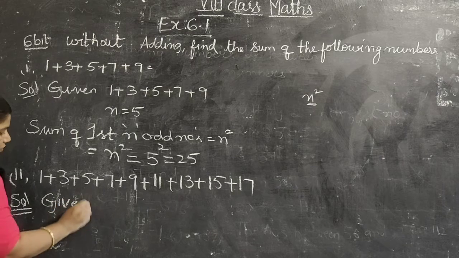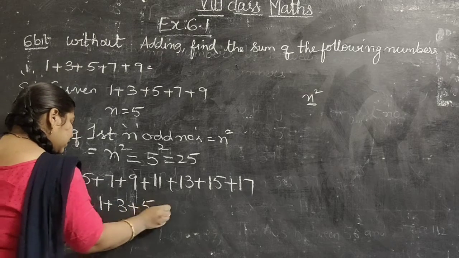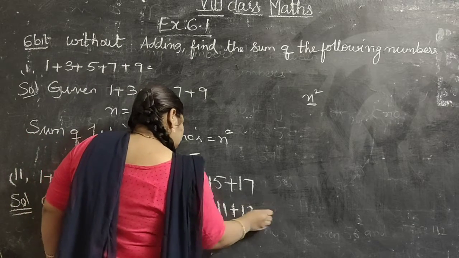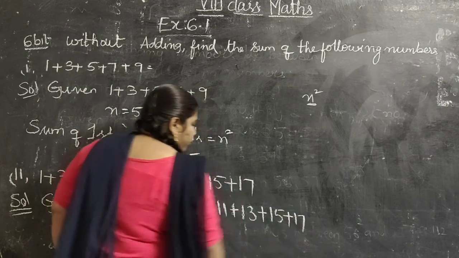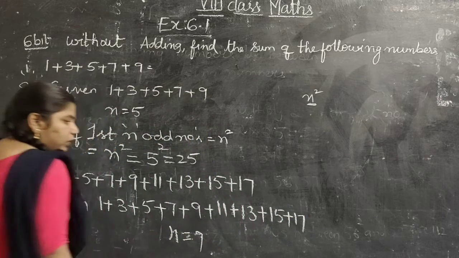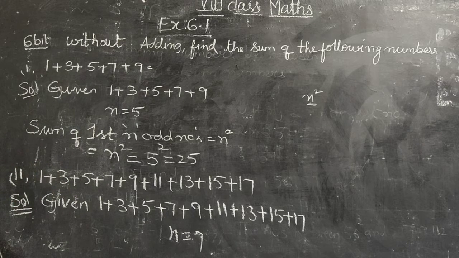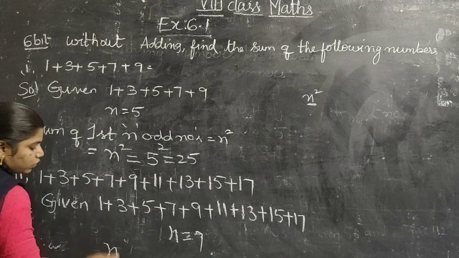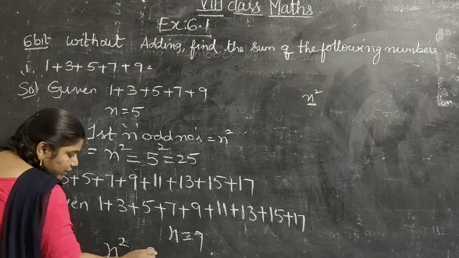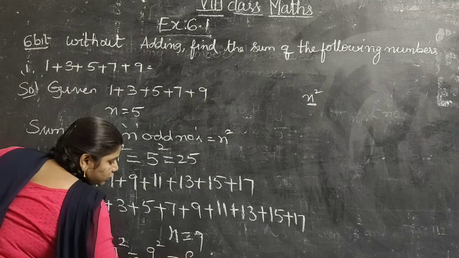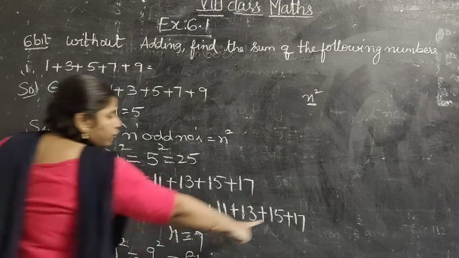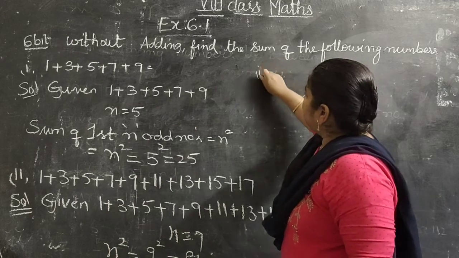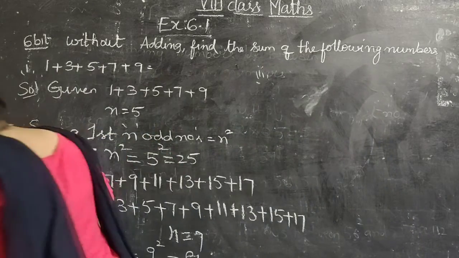Given 1 plus 3 plus 5 plus 7 plus 9 plus 11 plus 13 plus 15 plus 17. So what is the n value? N value is 9 because a total of 9 odd numbers are given. So what is the formula here for finding the sum of first n odd numbers? That is n square. So n square is equal to 9 square. 9 square is how much? 81. So if you add all the odd numbers till 17, you will get the sum as 81. Next is the third one.